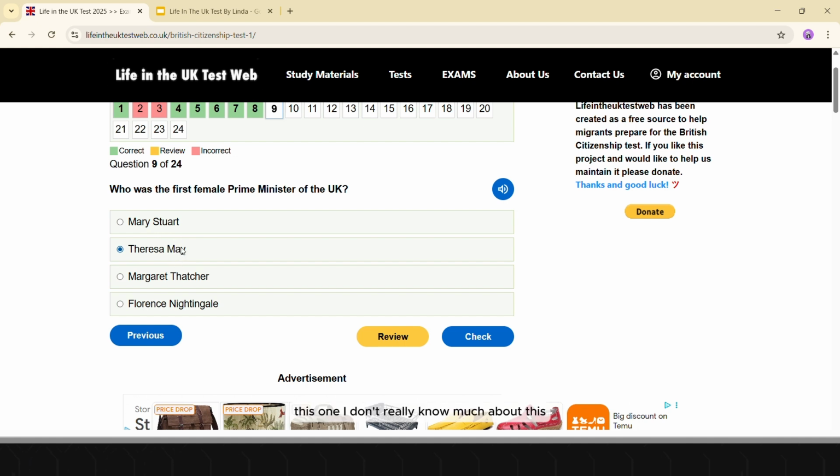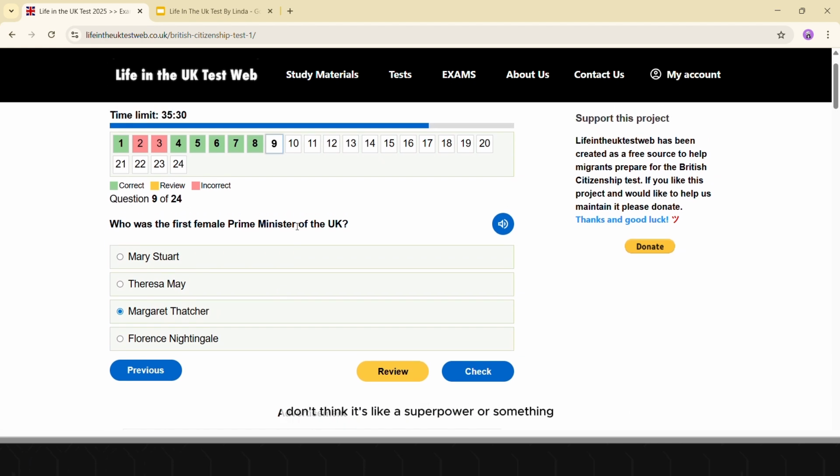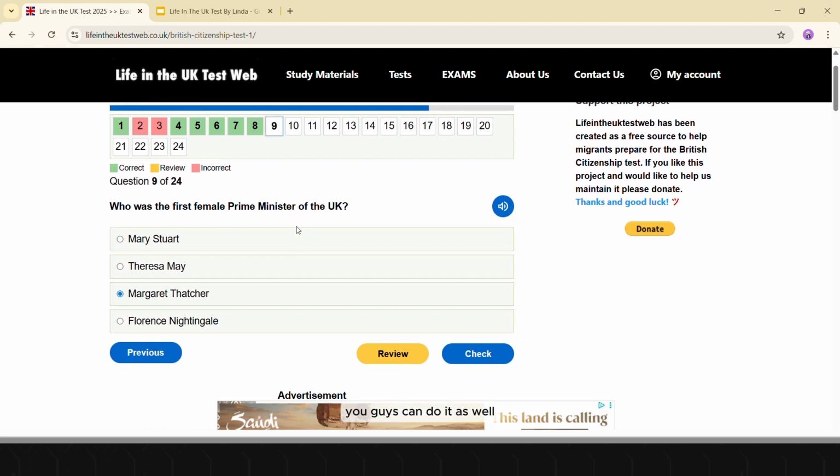This one I don't really know much about. I think we met this along the way, but I don't really know much about it. The answer to this one is this. I didn't know anything about prime ministers when I started, and this was all I did. So you guys can do it as well. Don't think it's a superpower or something.